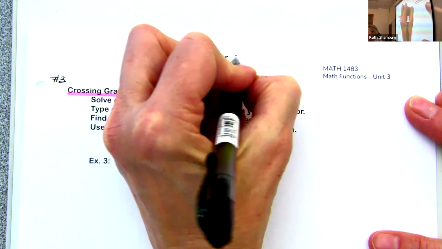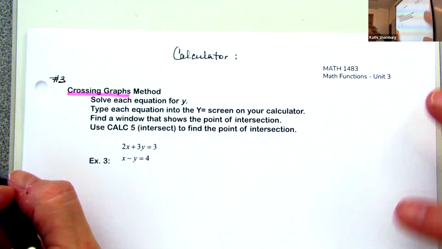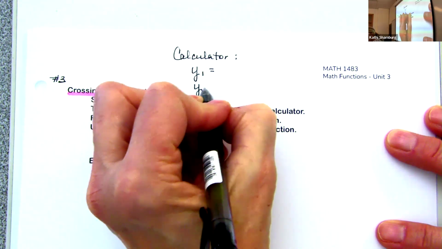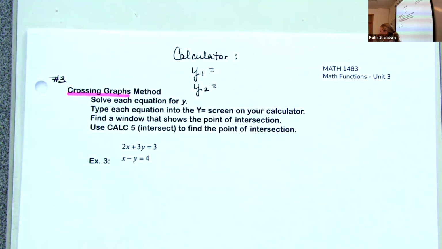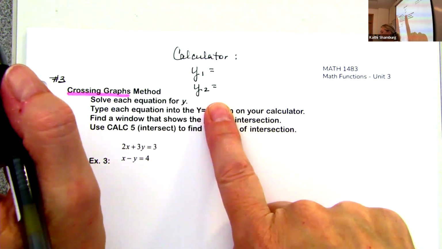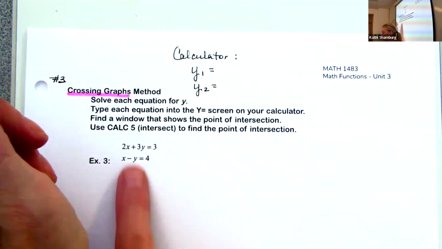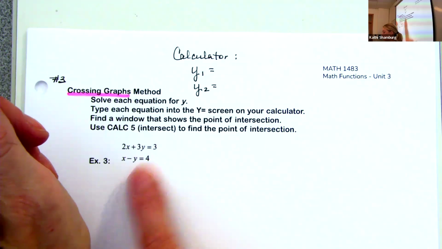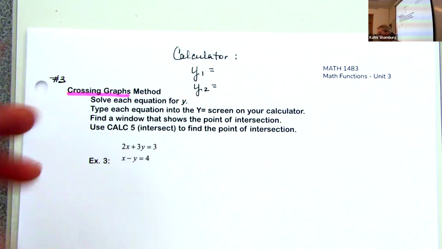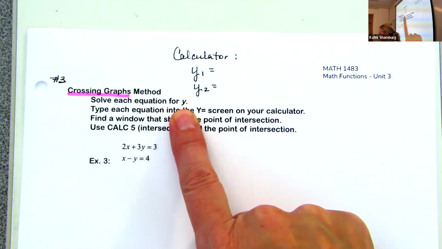We're going to use our calculator. How many equations do we have? 2. So ultimately, we're going to put in a y1 equation and a y2 equation. But in order to put it into my calculator, first, what has to be true about my equations? Because I can't go in and put these in here right now. They have to be solved for y. So notice, solve each equation for y.